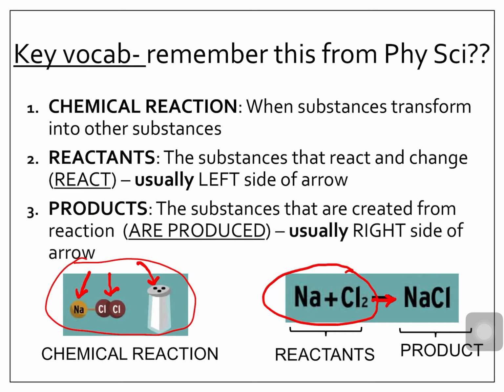And our products are the substances that are created from the reaction, or are produced. And normally, this is going to be on the right side of the arrow. So right here, this NaCl, which is our salt, is going to be our product. That is what we are making. So we have our reactants, which are changing and making our products.